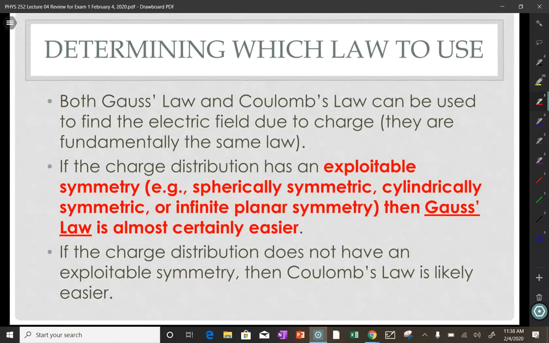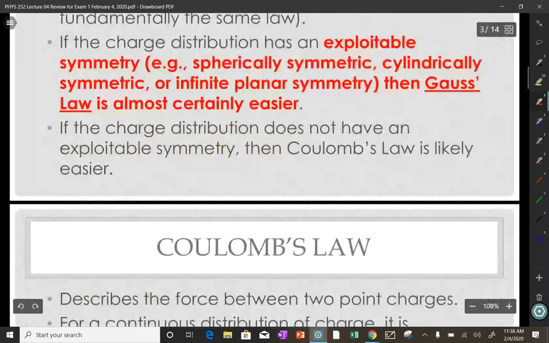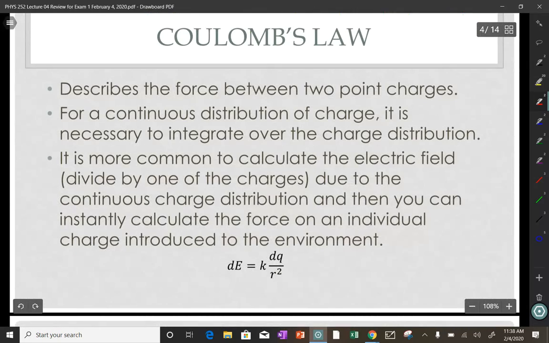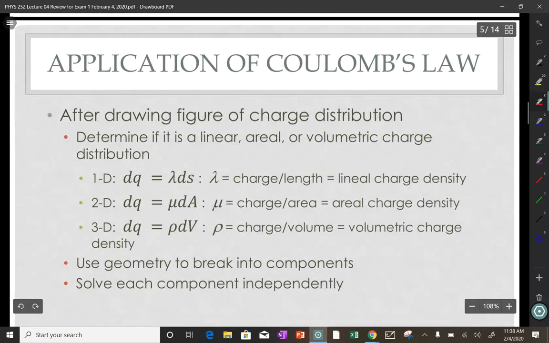Here I just went through, so it's in writing and you can look at it, how you decide if you're going to use Coulomb's law or Gauss's law. If you have nice spherical symmetry, cylindrical symmetry, or planar symmetry, which you did all of in your homework, those are the cases where you're definitely going to use Gauss's law. If you don't, you're likely to use Coulomb's law.